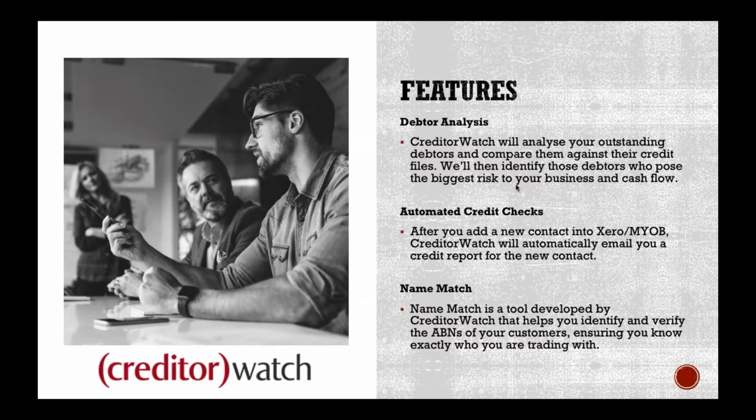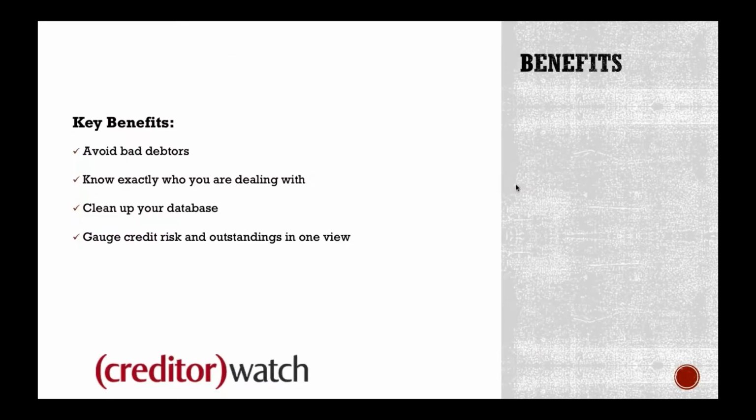Name match. This is a really handy tool that we've developed in-house at CreditorWatch. It helps you identify and verify the ABNs of your customers. Companies are becoming more and more aware of the importance of having an ABN on their customer. However, very often we're still relying on just putting in a trading name or a business name that you know them by, like Mick's Fish and Chips down the road, or Paul's Mechanic. What we really try to educate our users on is to get the actual ABN or ACN and the correct business name or trading name, and the name match tool certainly assists with that.